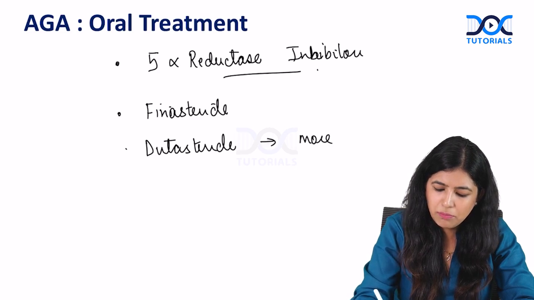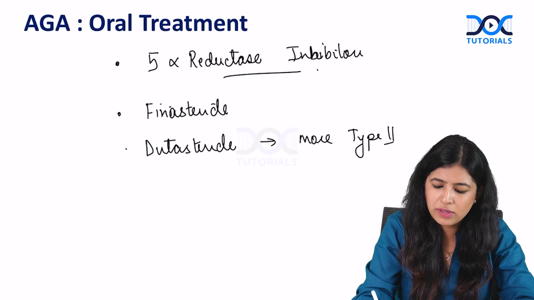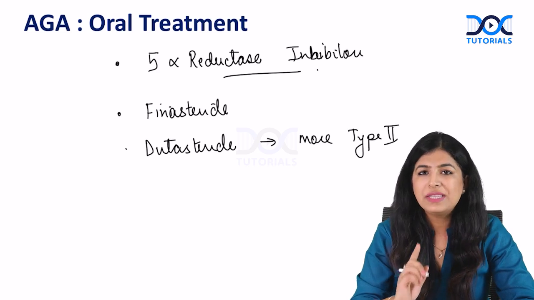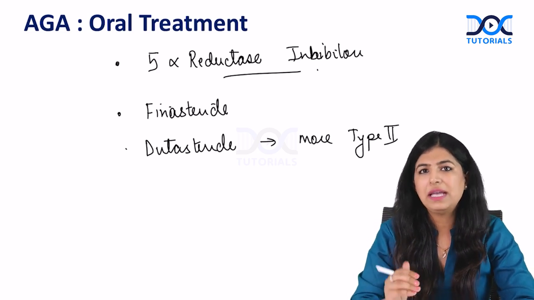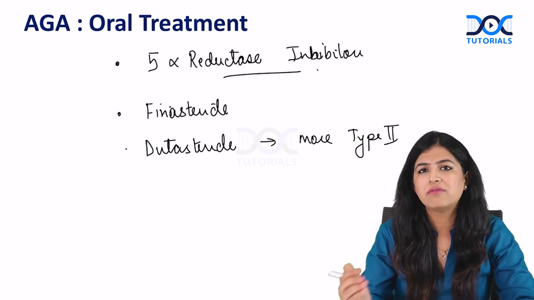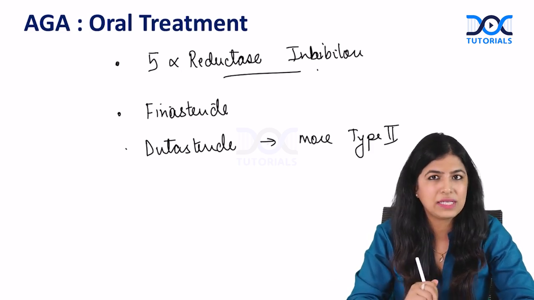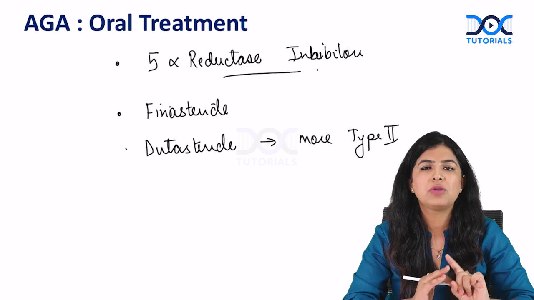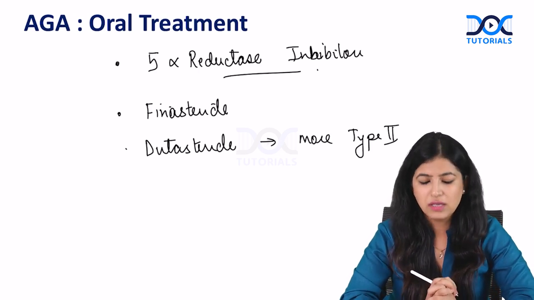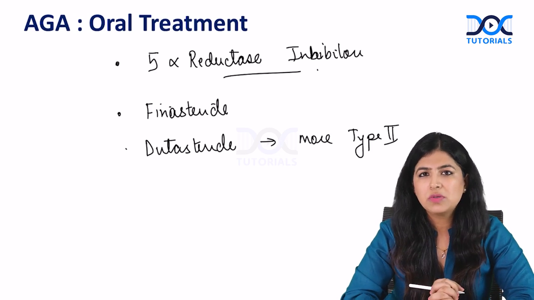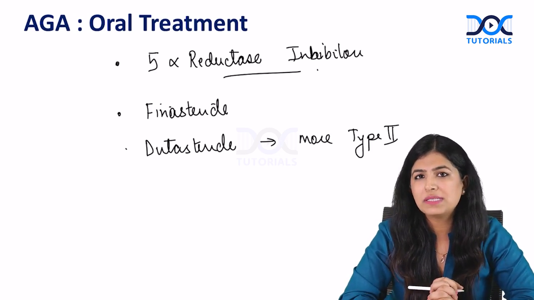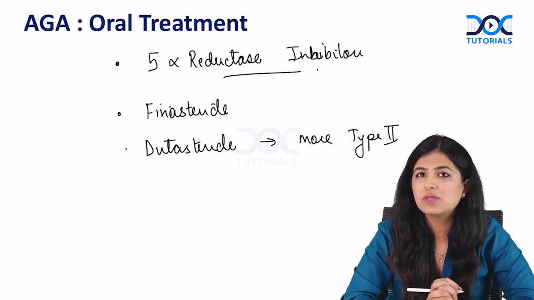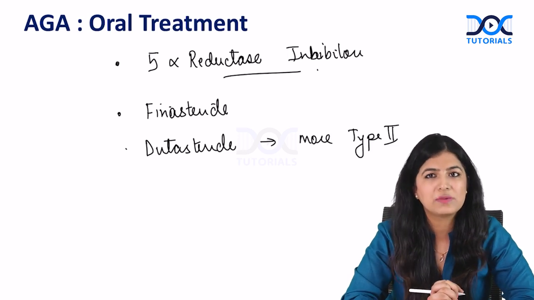Dutasteride is much more specific for the type 2 subtype of this 5-alpha reductase. Okay, so these drugs are not anti-androgens. They just reduce the conversion of testosterone to dihydrotestosterone. An important side effect of these drugs is premature ejaculation or ejaculatory dysfunction, seen in very few, maybe just about 2 to 3% of the patients, but this is an important side effect that you have to remember. Another use of this group of drugs is also in benign prostatic hyperplasia.